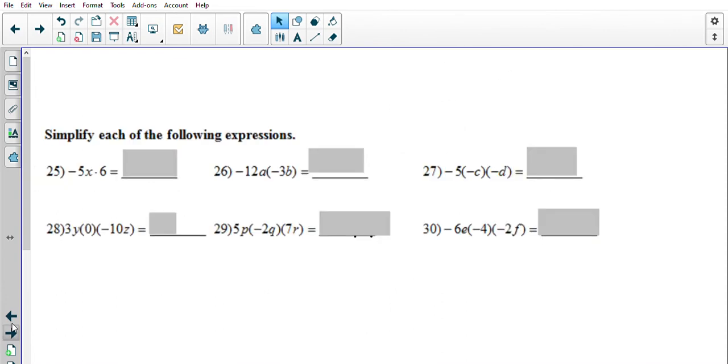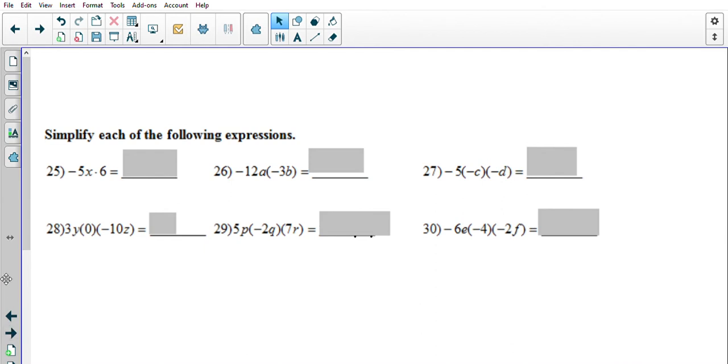All right, moving right along. So the next questions ask us to simplify expressions, and we very briefly saw this, I believe, in Unit 1. So I'm going to go through these pretty quickly as well. So number 25, I have negative 5x times 6. And normally what I do mentally is I reorder it so the numbers are side by side. Like I'll do negative 5 times 6 times x. Negative 5 times 6 is negative 30, and then I just tack the x on there.